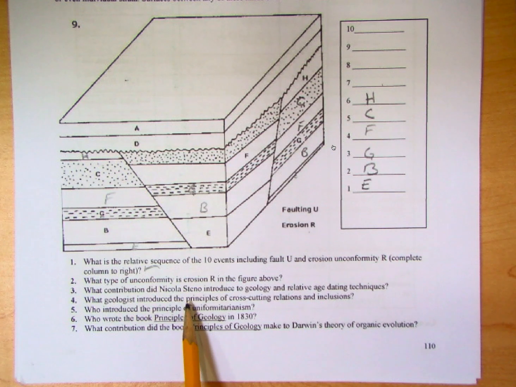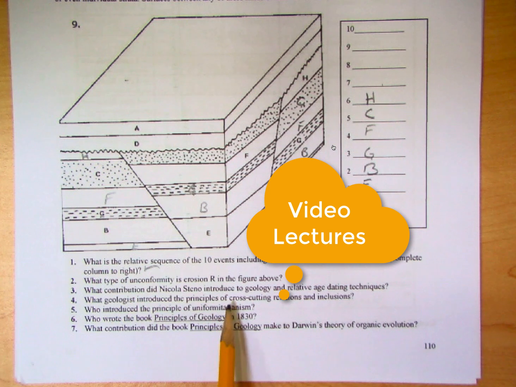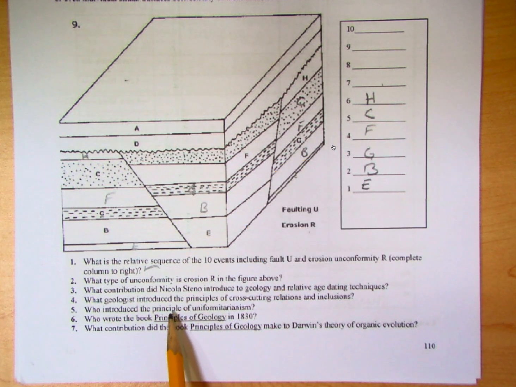And then the geologist who introduced the principle of cross-cutting relations, well, that would be the same person who wrote this book, The Principles of Geology. So again, look at your lecture notes and my video lectures, and you'll get the answer to these questions. There's another person, a different person, who didn't write this book, but who introduced the principle of uniformitarianism. And so that's one of the fathers of geology. So look in my video lectures for the answer to this question on uniformitarianism.